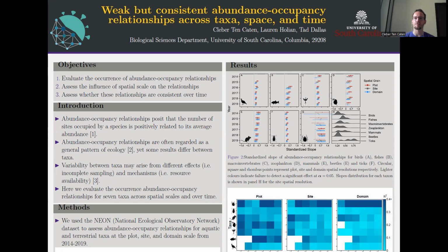In general, there has been support for the occurrence of positive abundance occupancy relationships, but it's still not very well understood whether or not these relationships tend to be temporally and spatially consistent. For example, some studies have found that abundance occupancy relationships are relatively stable across different spatial scales, whereas other studies have found that these relationships can become weaker, or even an inverse pattern can be observed at larger spatial scales.